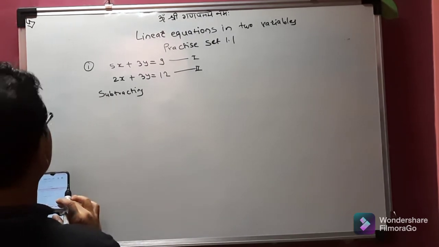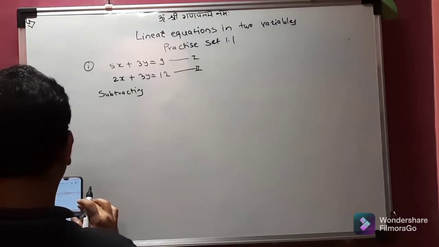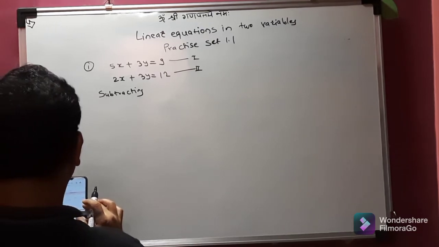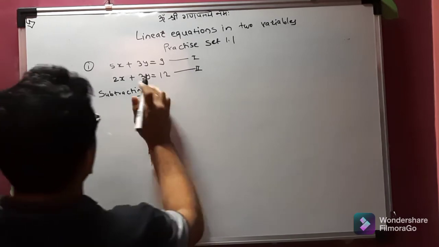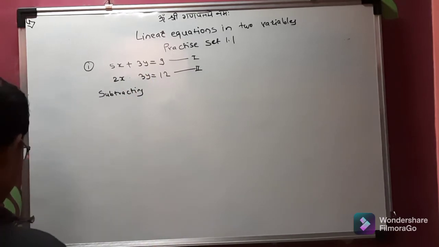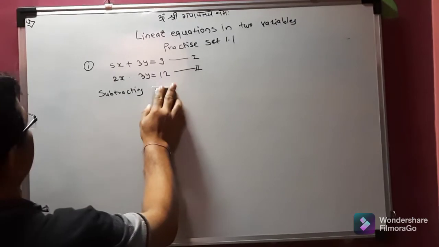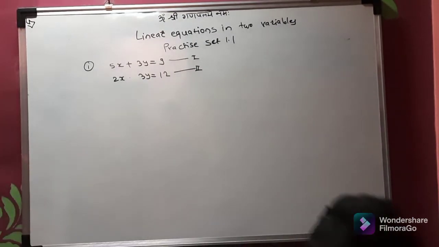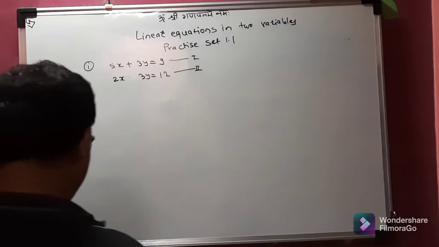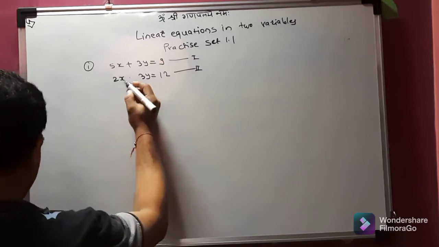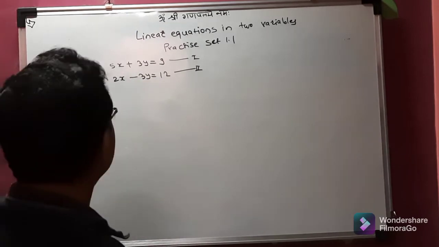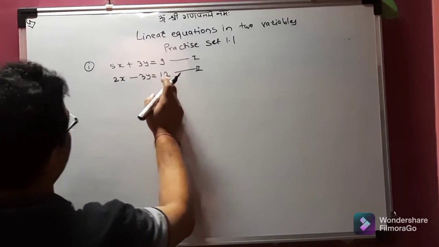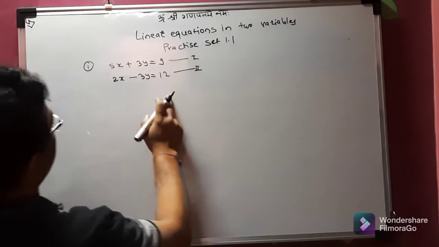Plus 2x minus 3y. Okay, sorry, in the question they have written plus 3y, then below they have mentioned minus 3y. We will consider minus 3y. So 5x plus 3y is equal to 9, and 2x minus 3y is equal to 12.